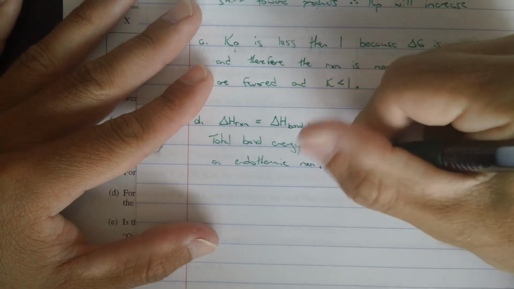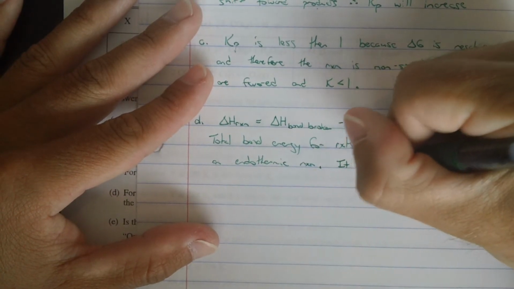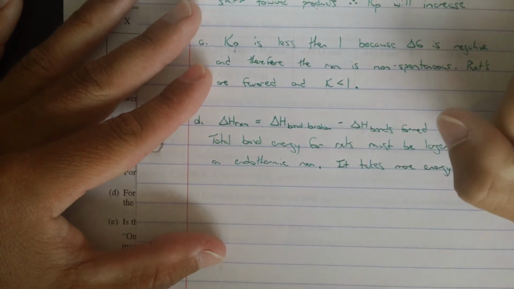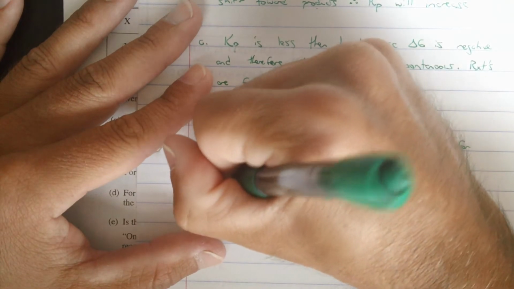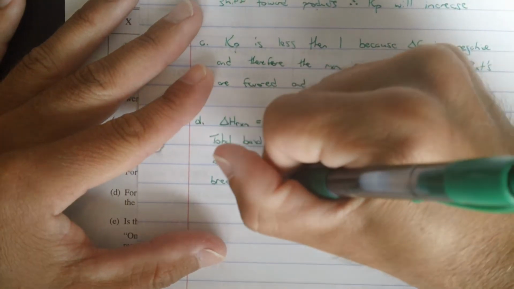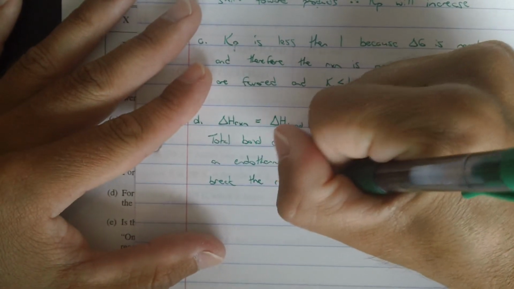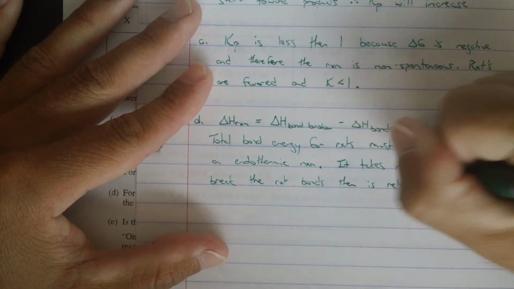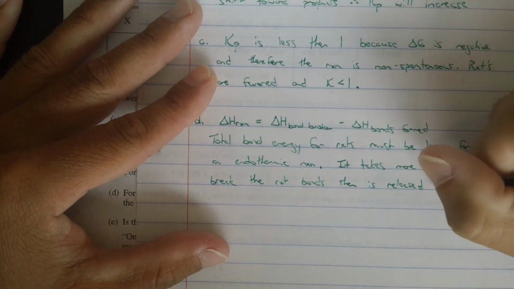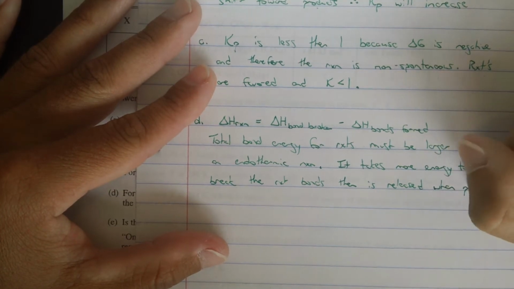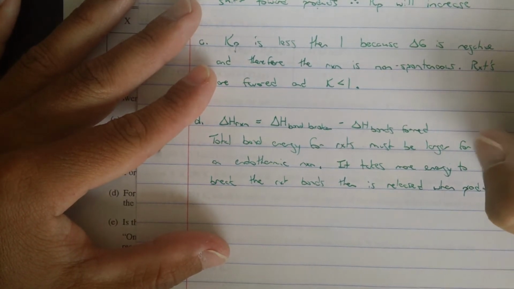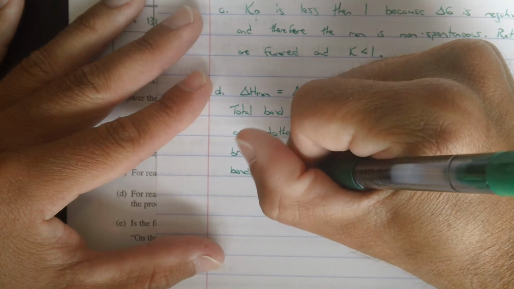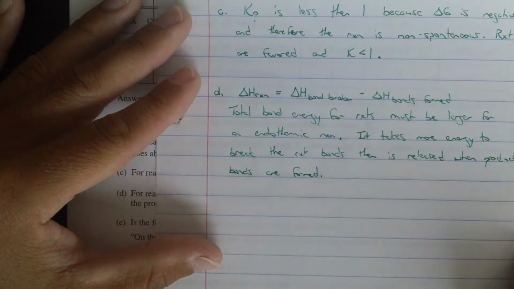And I would put, it takes more energy to break the reactant bonds than is released when product bonds are formed. That's how I'd answer that question.